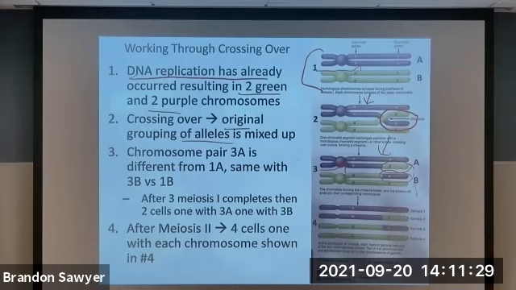So then when all 4 of these are split into their own cell at the end of meiosis 2, now we really have 4 different chromosomes than what we started with. In this case, in this illustration, these ones are still the same, okay? But these 2 in the middle are different than what we started with. Okay, let me show you just a brief little video that kind of walks us through this.